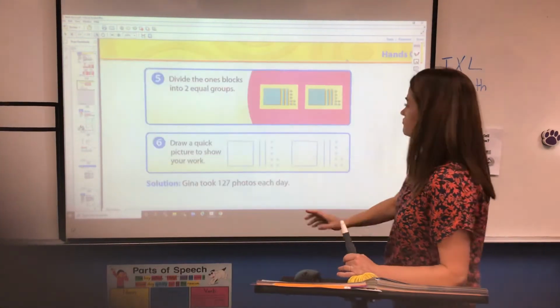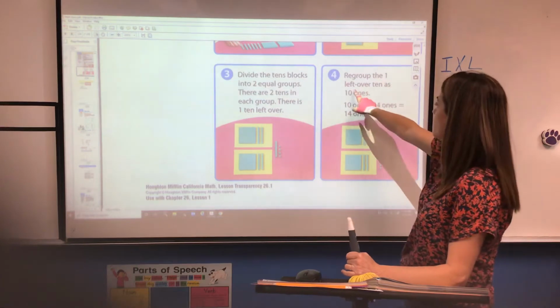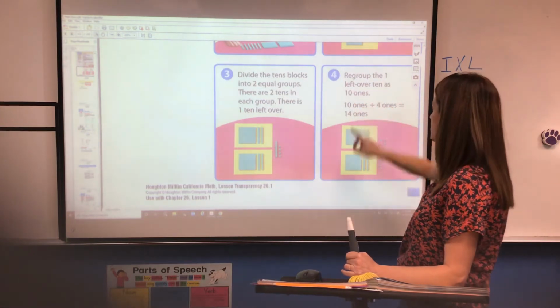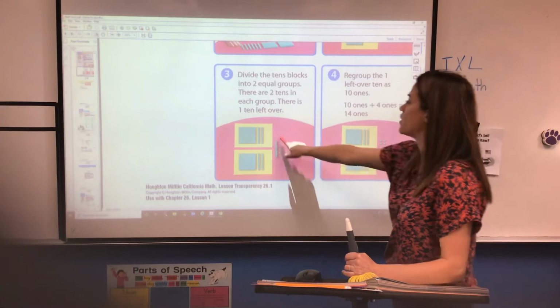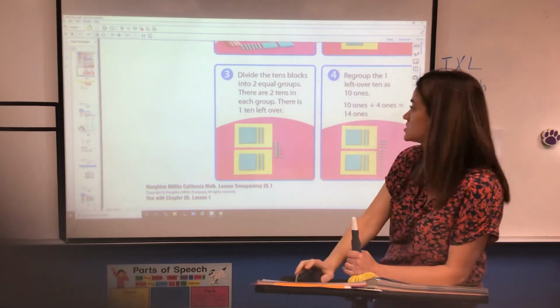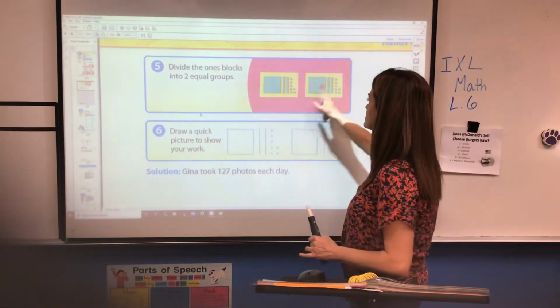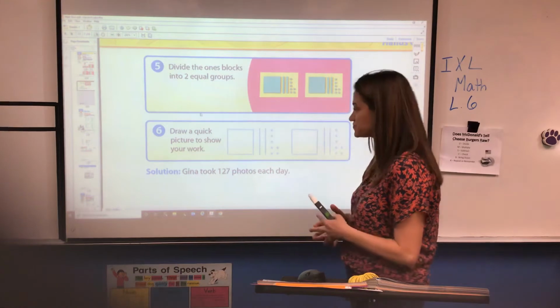So you see in step 4 it says regroup the 1 leftover ten as 10 ones. So they broke down that 1 tens bar into now 10 ones, so now there's 14 ones. And then for step 5, they divided those 14 ones into the 2 equal groups.